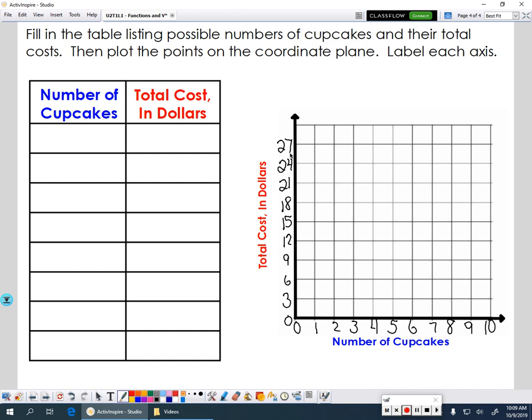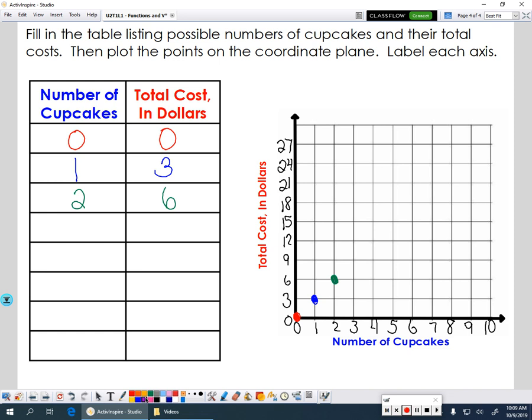All right, so now it's time for us to create our table, and then use the values of my table to create my graph. So if I buy 0 cupcakes, I pay $0. That's easy, 0, 0. So I'm going to start at 0, 0, put a dot on my graph. Think about it. Each cupcake costs $3. So if I buy one cupcake, my total cost is going to be $3. So on my graph, I'm going to go over to 1 on the bottom, up to $3 on the side. One cupcake is $3. If I buy 2 cupcakes, the total cost there is $6. So again, go to 2 on the bottom, up to $6 on the side, and we can keep going.